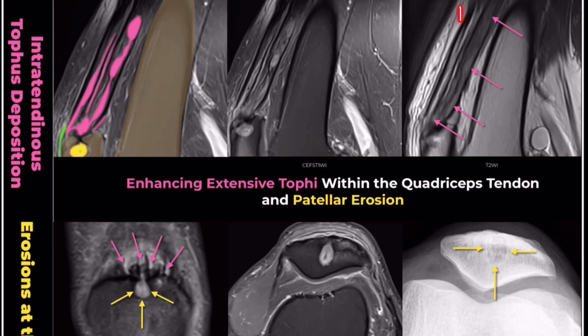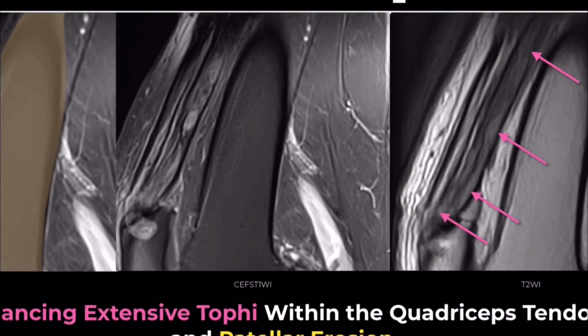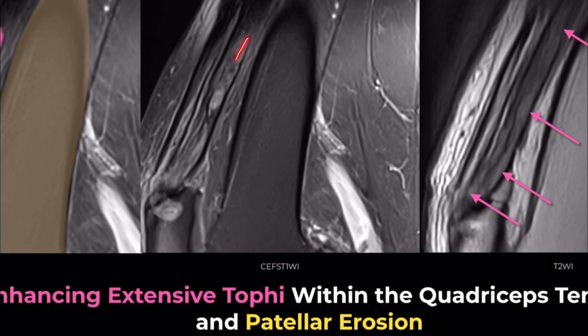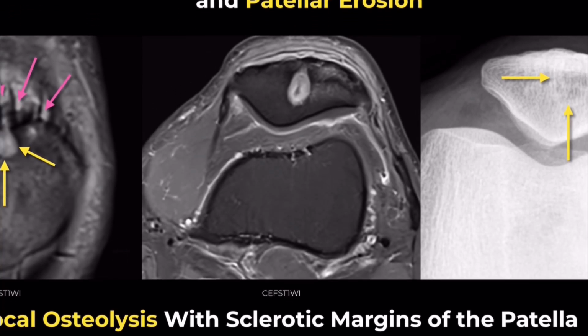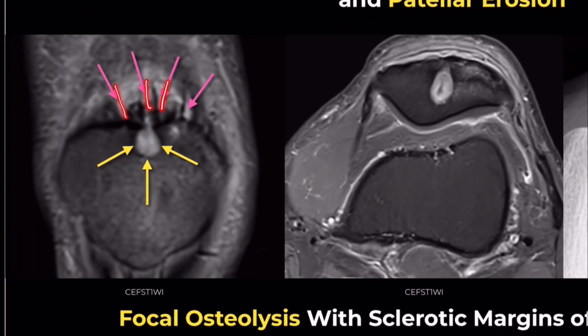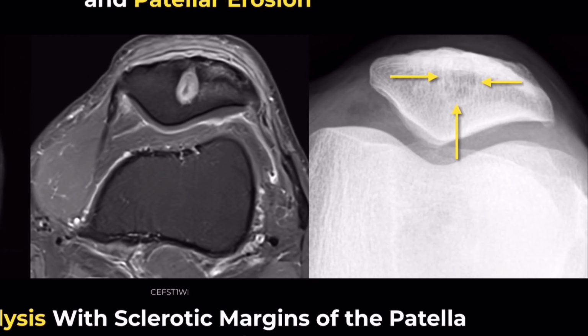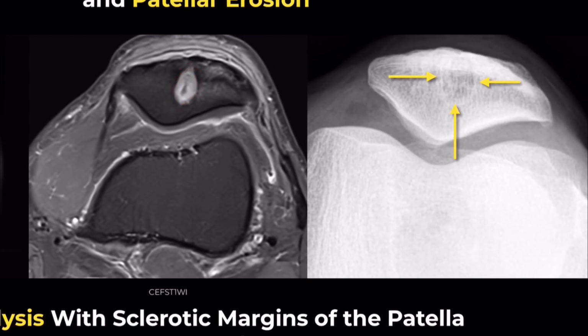Although T2 weighted images do not clearly distinguish these features, contrast-enhanced imaging reveals thickened, heterogeneous Tophi. Additionally, there is extensive enhancement of Tophi within the quadriceps tendon and evidence of patellar erosion. Intraosseous Tophi within the patellar erosion are also enhanced on the contrast images.